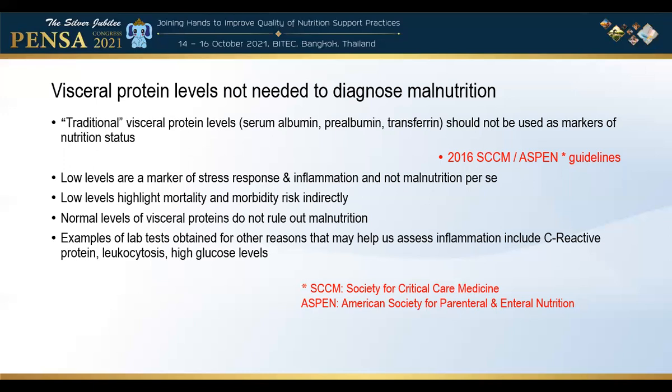Serum albumin level has neither a positive predictive value nor a negative predictive value linking it with a diagnosis of malnutrition. If you want to pick up inflammation, use other tests such as C-reactive protein, leukocytosis, or a high glucose level, but not albumin level. And lots of money gets wasted to keep on harping on serum albumin levels.